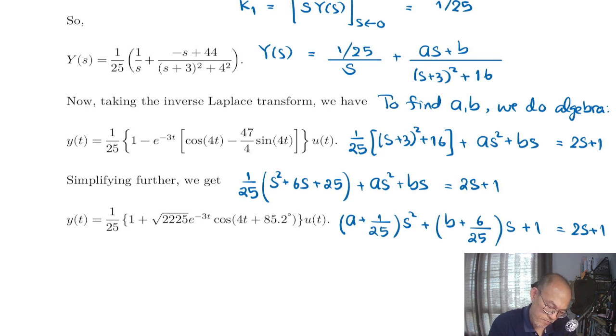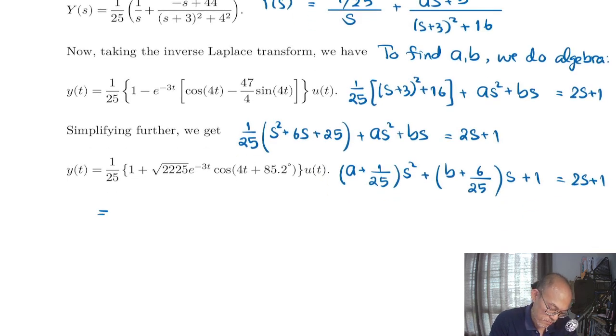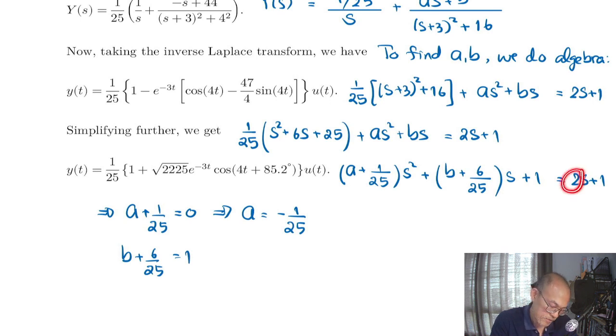From here, I know that the coefficient of s squared has to be 0 because the right hand side doesn't have s squared. So A plus 1 over 25 has to be 0, which means A is equal to minus 1 over 25. And B plus 6 over 25 has to be equal to 2, sorry, so B is equal to 44 over 25.